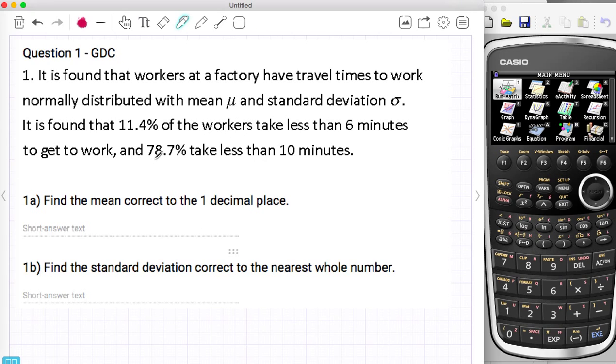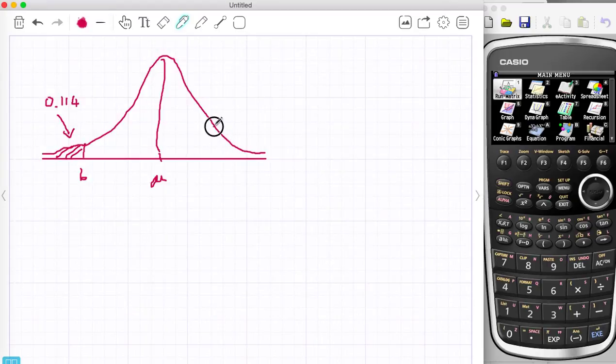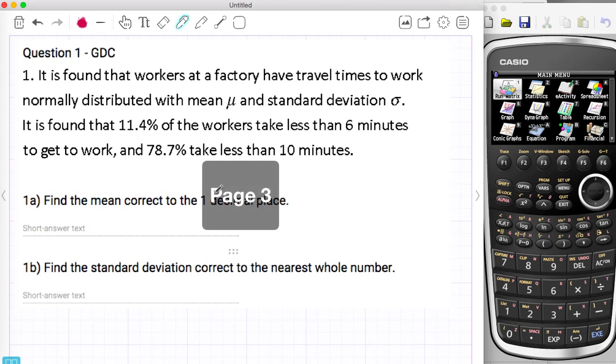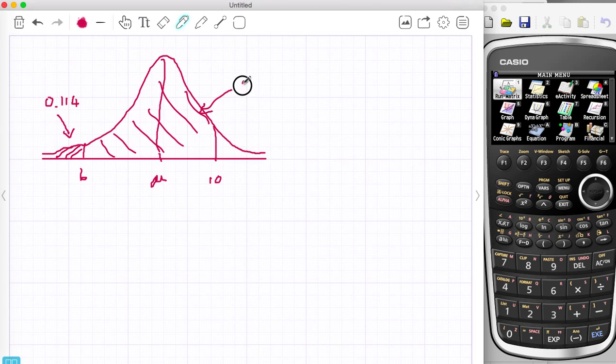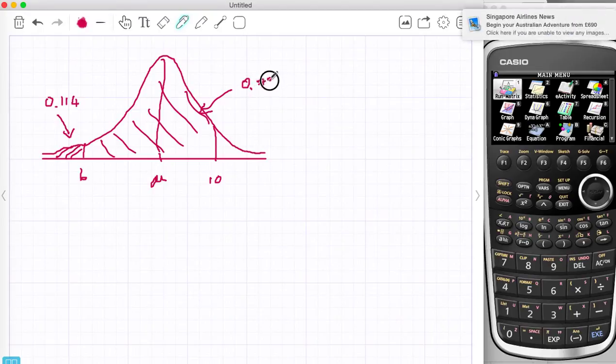And we've got this other bit, 78.7 take less than 10 minutes. Now this is more than halfway, so 10 minutes has to go here, so that this big probability here, including the bit at the end, that's 78.7, 0.787.